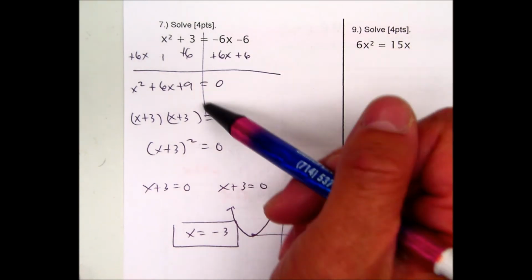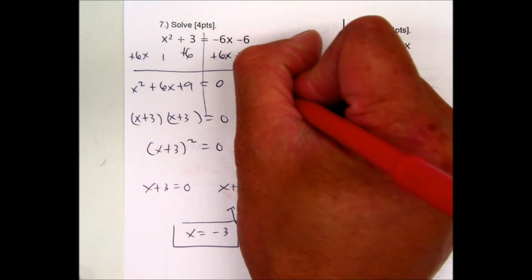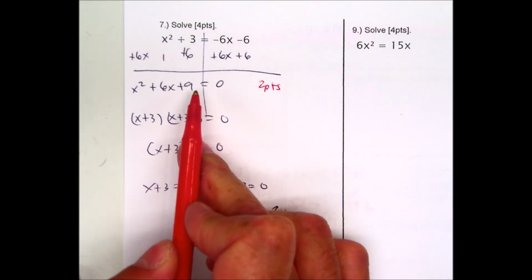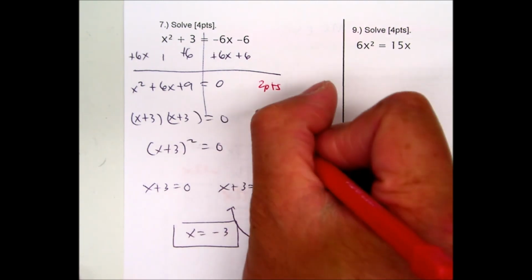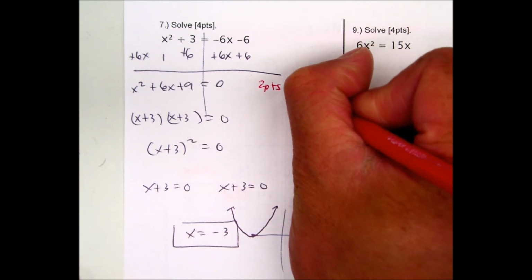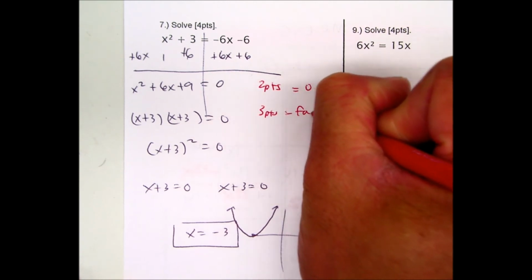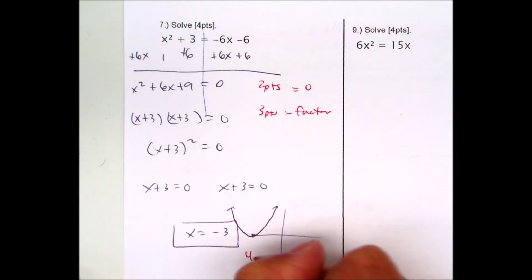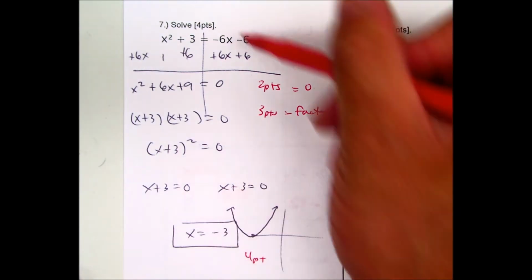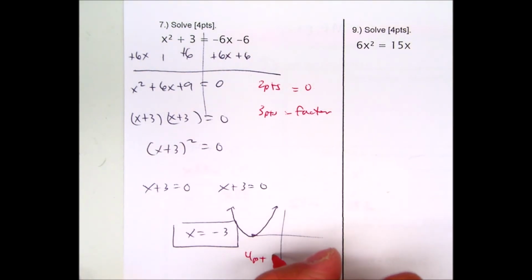For these problems, I'm probably looking for 2 points total if you got a set equal to 0. You'll get another point if you can factor it. So equal to 0. Third point if you factored it. And then you got a total of 4 points if you did all of these plus solved.